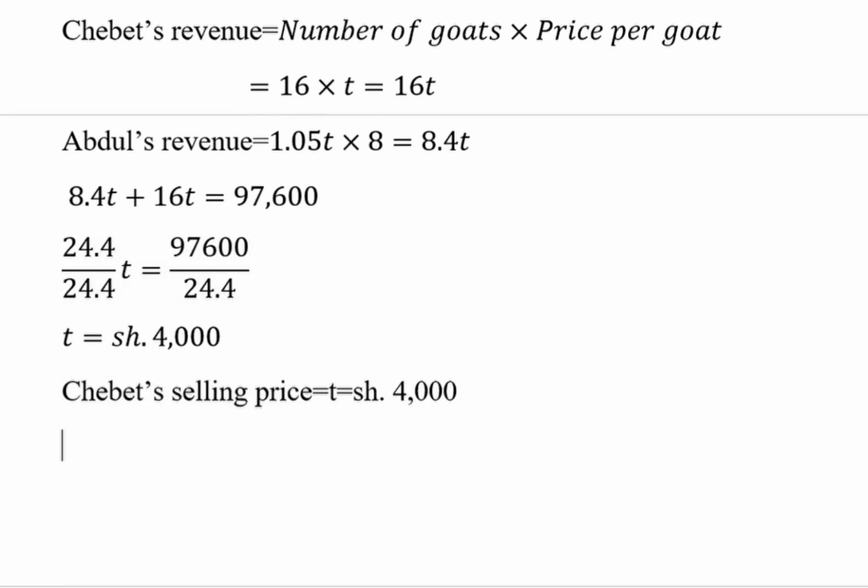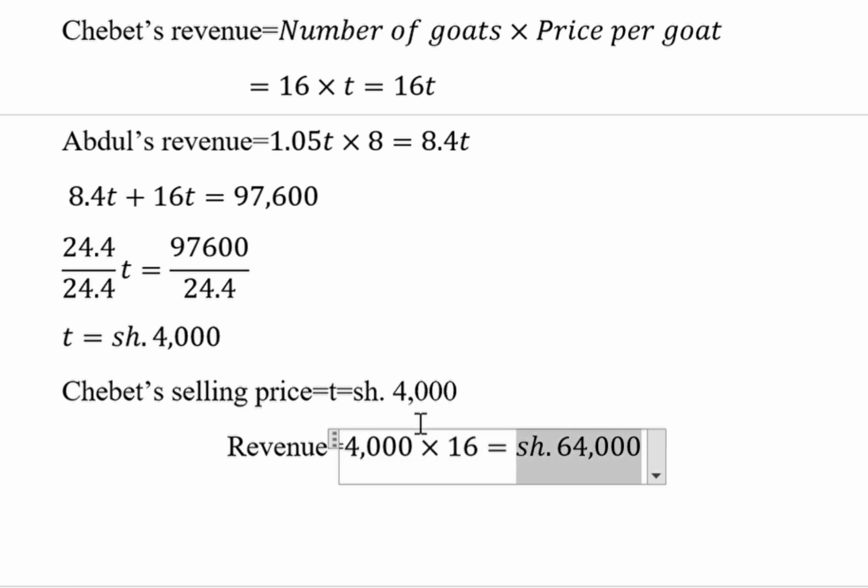In order for us to get the revenue that Chebet collected from the sale of the goats, we take the selling price per goat times the number of goats that she sold, and that is equal to 4,000 times 16, because she sold 16 goats, and that gives us 64,000 shillings.